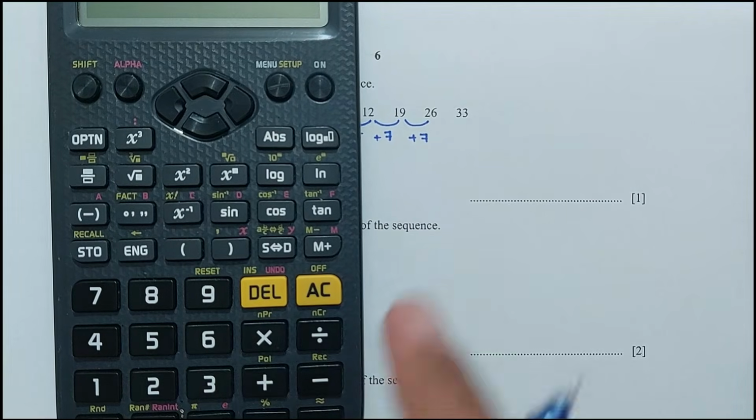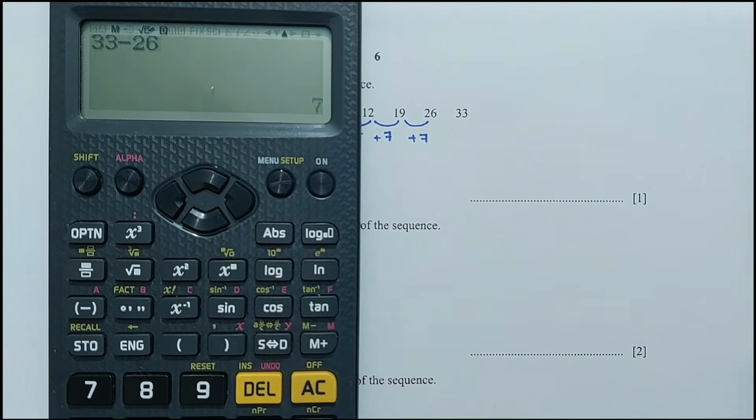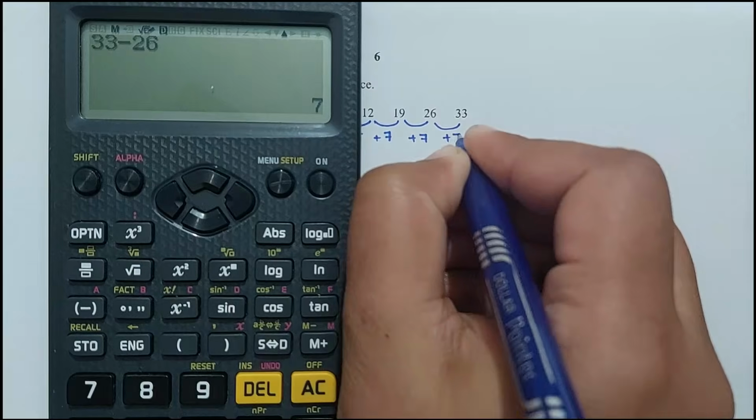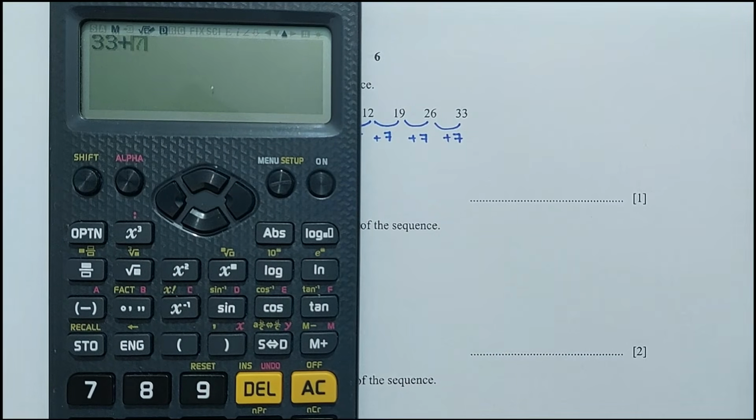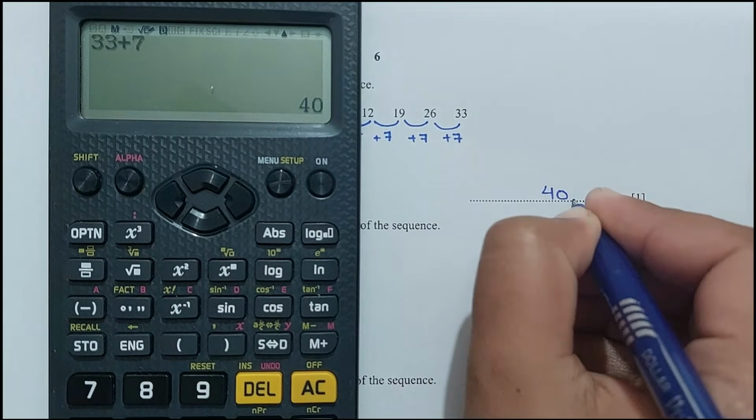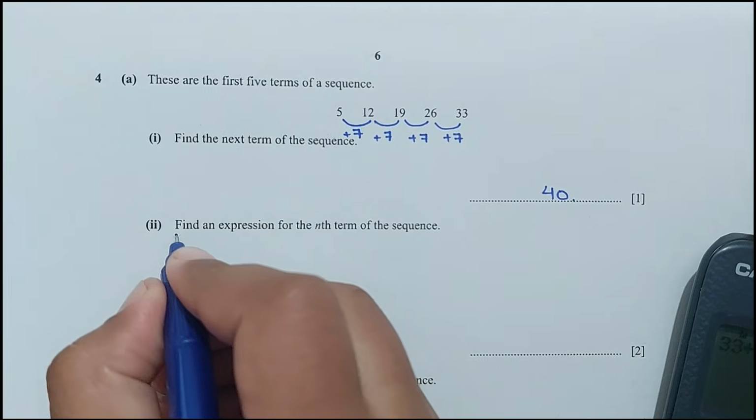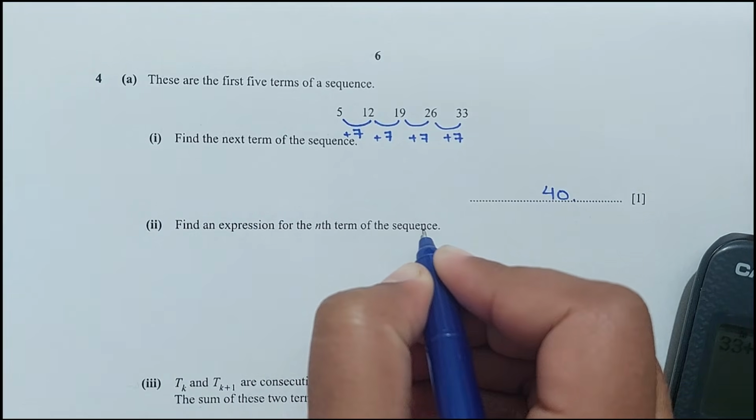33 minus 26 is again adding 7, so it means add 7 each time. 33 plus 7 would be 40. The next term would be 40. Number 2, find an expression for the nth term of the sequence.